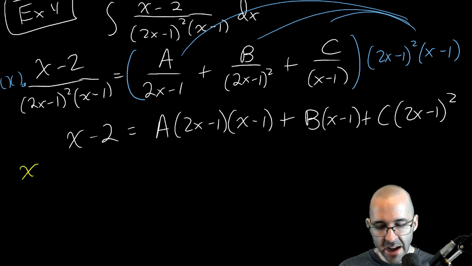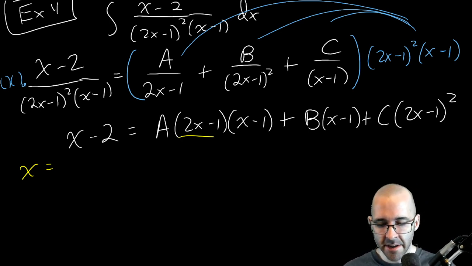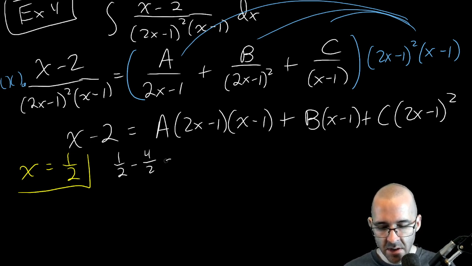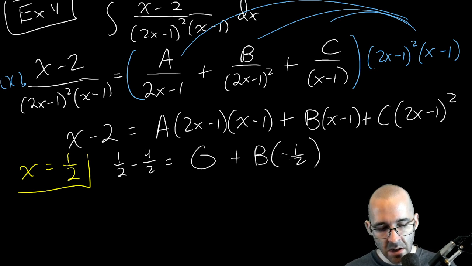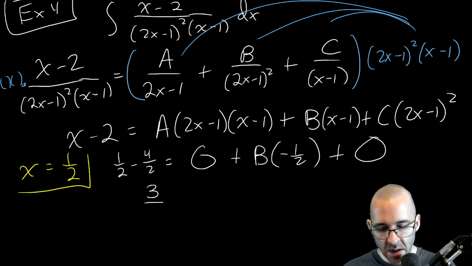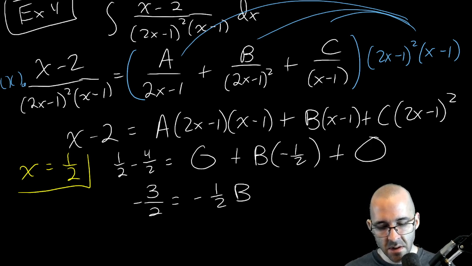Okay. So what happens if x is equal to this guy? If this guy is equal to 0, 2x is 1, x is 1/2. Well, if x is equal to 1/2, we get 1/2 minus 2, so that's 1/2 minus 4/2, is equal to, if x is 1/2, this guy is 0, plus b times 1/2 minus 1, plus, oh, this last guy is equal to 0. This is great. 1/2 minus 4/2 is negative 3/2, equal to negative b over 2. Multiply both sides by negative 2, you'll get b is equal to 3. Great.